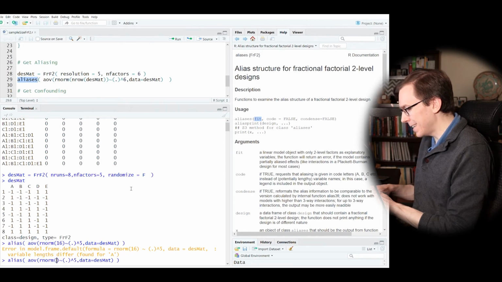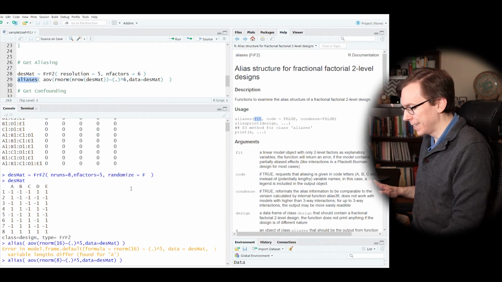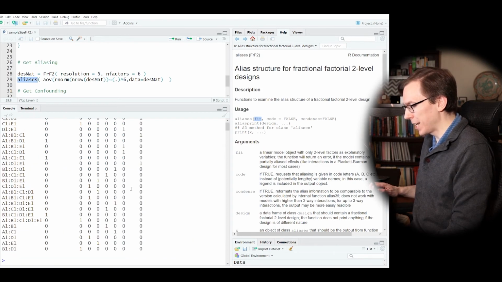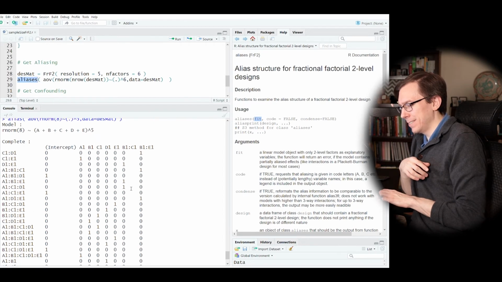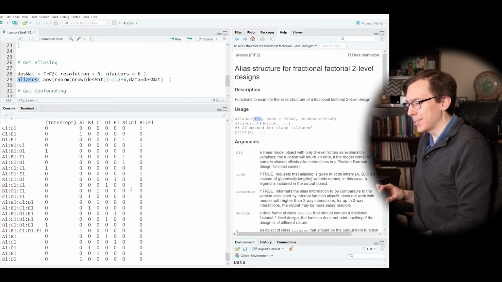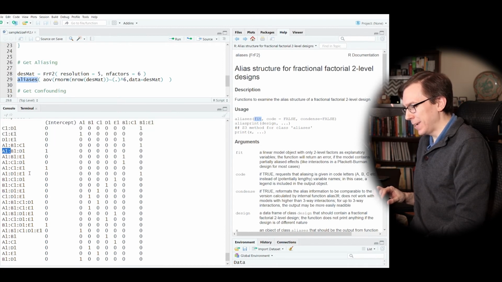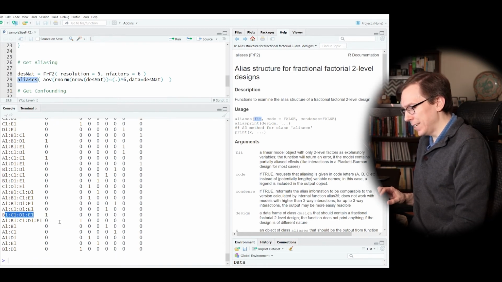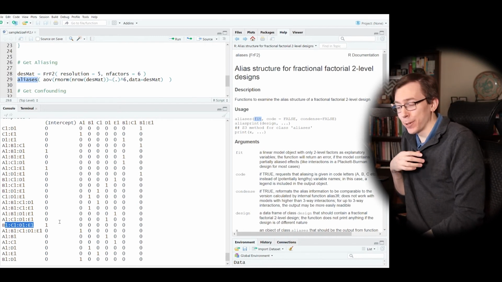Because I'm supposed to put an 8 in here, because I've reduced the sample size to 8, so my dummy response variable needs to change. Okay, so now we get more things. Notice now the intercept is aliased with a couple of things. We have an ABD, we have an ACE, and we have a BCDE. So it just chose that for us as the defining contrast subgroup.